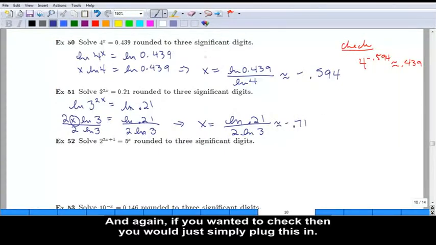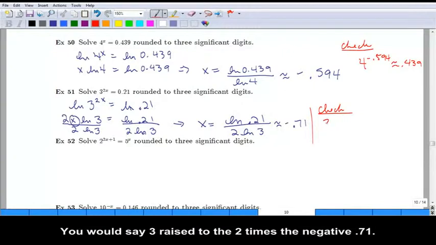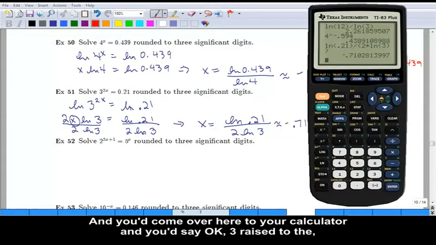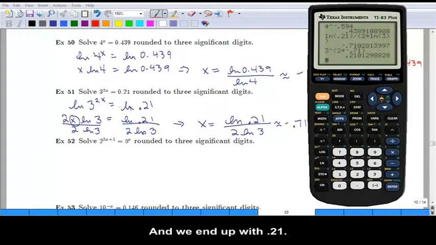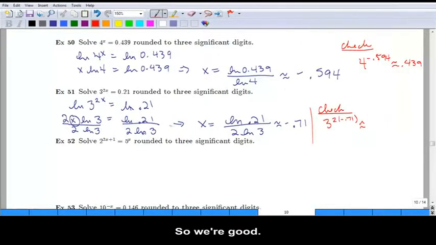And again, if you wanted to check, then you would just simply plug this in. You would say 3 raised to the 2 times the negative 0.71. And you'd come over here to your calculator and you'd say, okay, 3 raised to the, and we've got parentheses, 2 times negative 0.71, and close that parentheses. And we end up with 0.21, so we're good. So we can check.